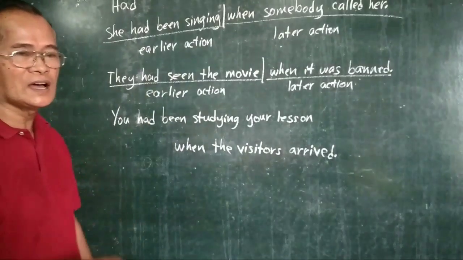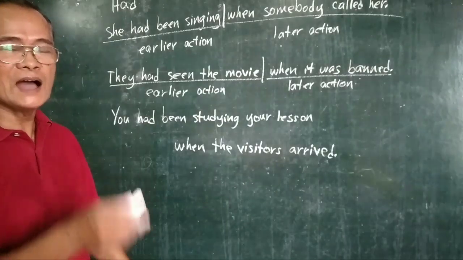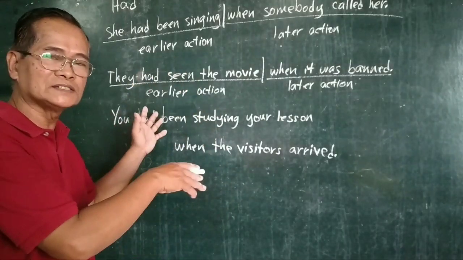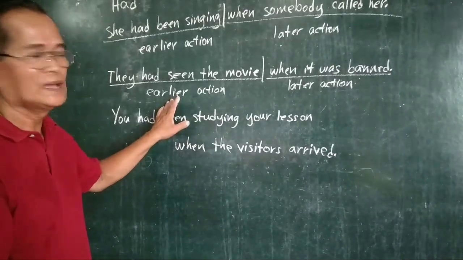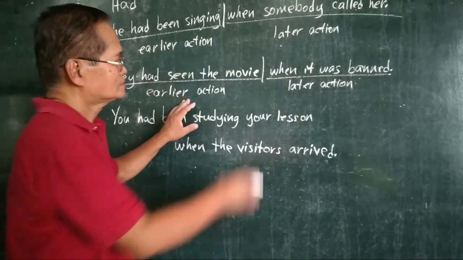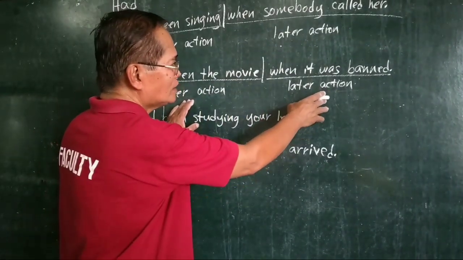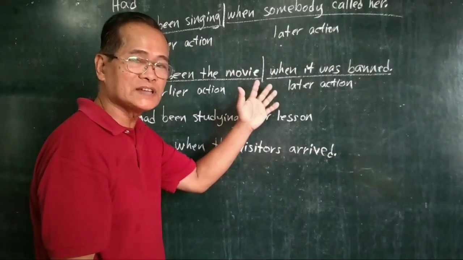Hindi katulad dun sa have at has, ang action ay nangyari noong nakalipas at tuloy-tuloy na nangyayari sa kasalukuyan. Dito hindi. Ang action ay nangyari noong nakalipas at huminto at tuloy-tuloy nangyari hanggang at huminto rin doon din sa nakalipas na panahon.